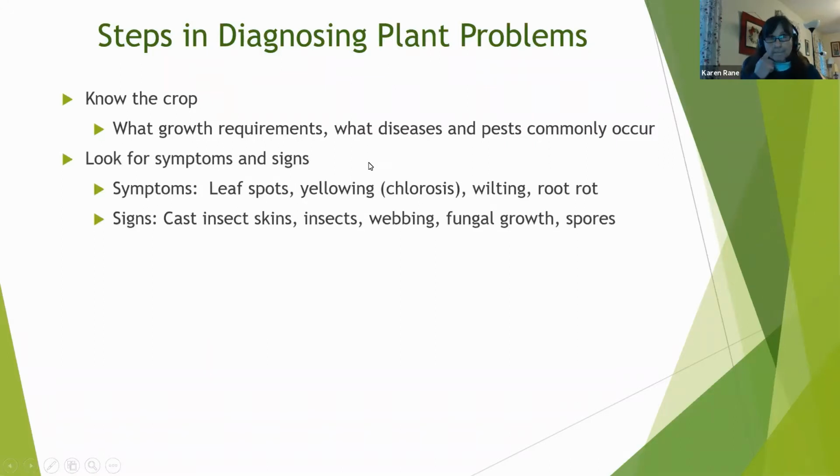The next step in doing diagnostics is to look for the symptoms and the signs. Symptoms are the way a plant responds to one of these irritants. So you see things like spotting on leaves. You might see overall yellowing or what we call chlorosis. You might see wilting. You might see some discoloration or rotting in the roots. And symptoms are basically the way that a plant responds to one of those causal agents. Sometimes symptoms can be diagnostic, but oftentimes they're not specific enough to tell you what particular causal agent there might be.